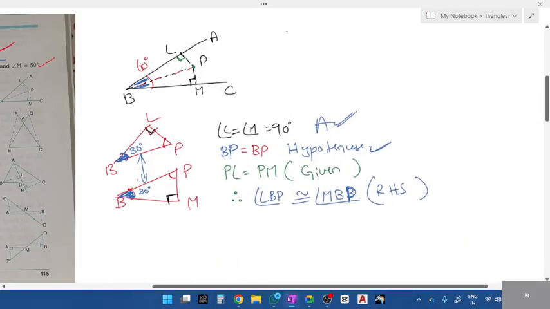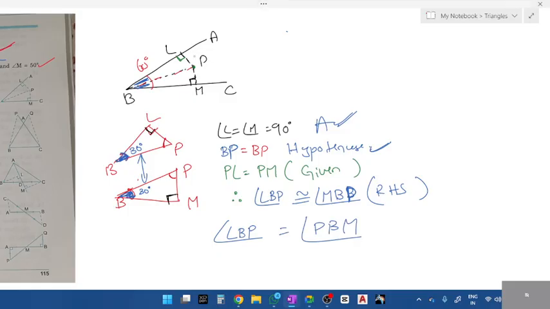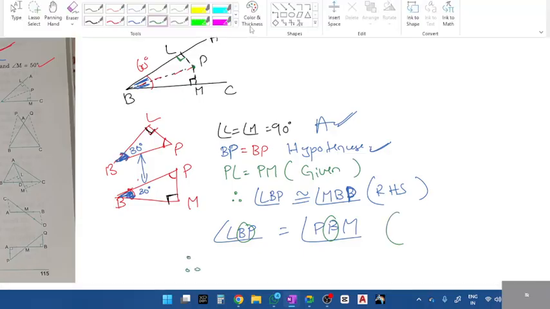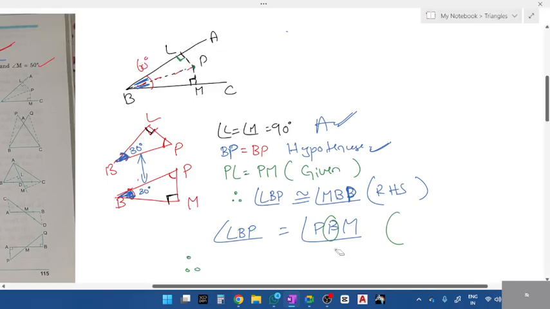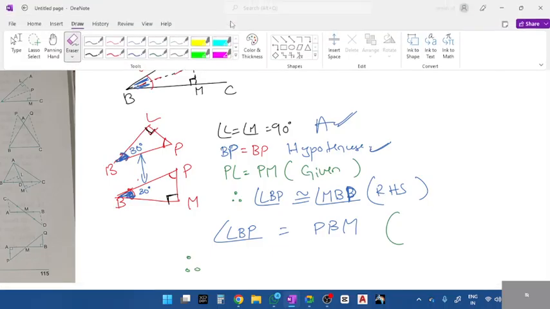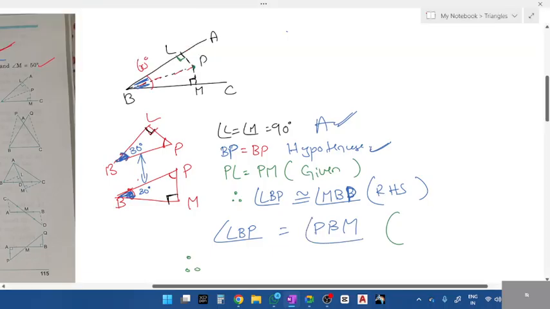This is how you prove. See, first write congruent RHS. After that, mention here. Look here. Mention LBP is equal to PBM. Look, both are in the center. B and B are in the center. Therefore, fine. What do you call these two parts? Did they give in the question that these two angles are equal? Have they given us in the question? If they're not given in the question, what will you write? Corresponding parts of congruent triangles.